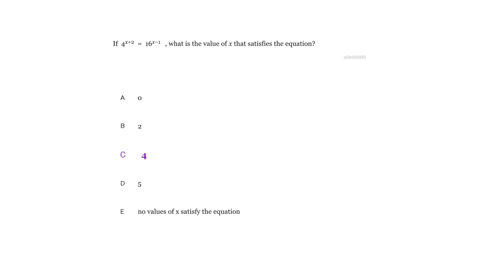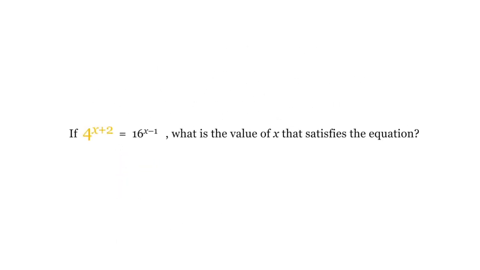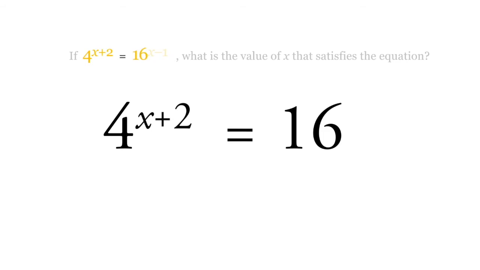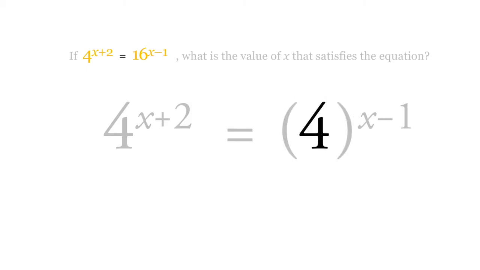So again, we want to take these two terms, this term here and this term here, and we want to make them the same. So we can say, okay, if 4 to the x plus 2 equals 16 to the x minus 1, and we want these two to be the same, we can change 16 to 4 squared. And in general, if you get this kind of question on a test, there usually should be some way to turn one of these into a nice clean exponent of the other.